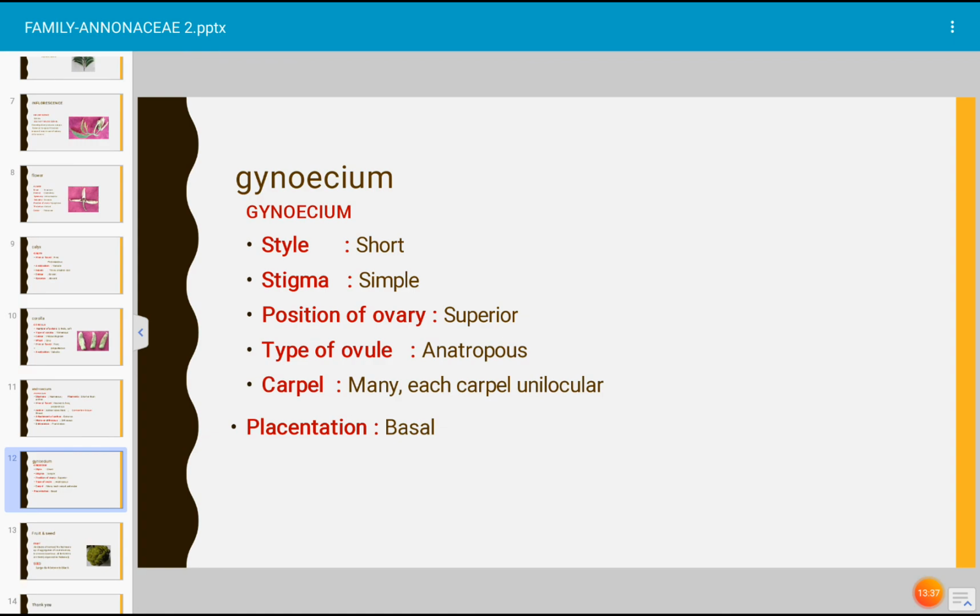Which type of ovule occurs in Annona squamosa? That is anatropous ovule. How many carpels are there? There are many carpels, but each carpel is unilocular with anatropous ovules. And placentation is basal. Basal placentation is there.